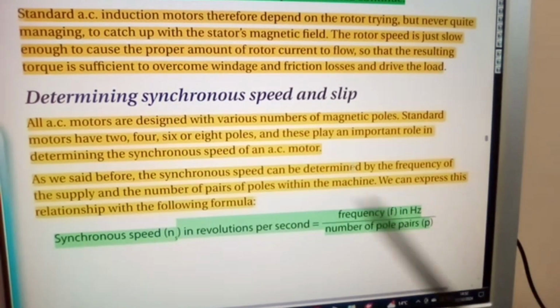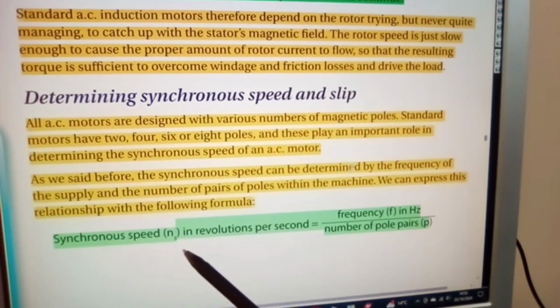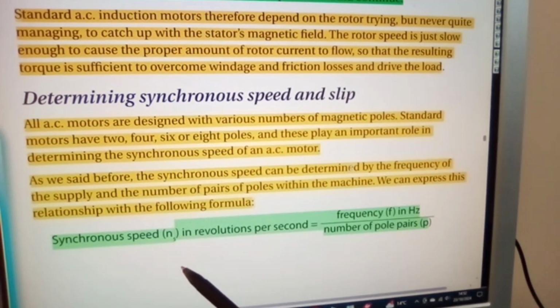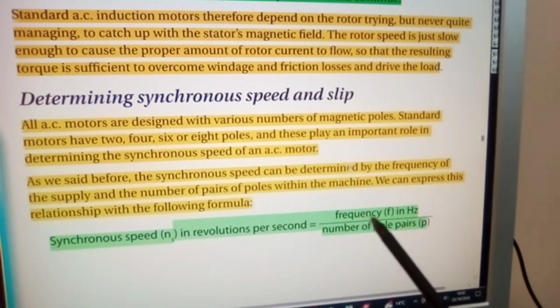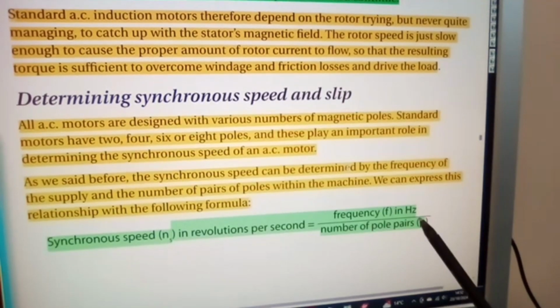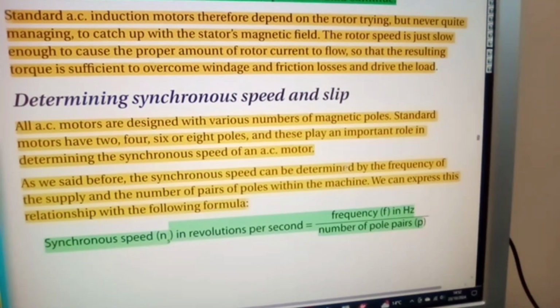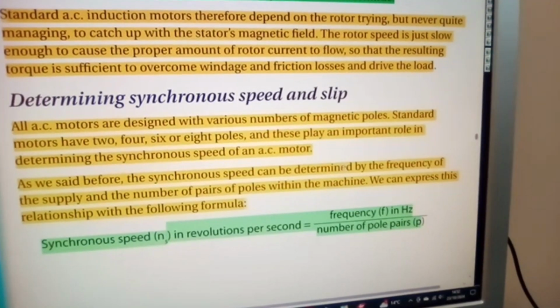We can express this relationship with the following formula. Synchronous speed N in revolutions per second equals frequency F in hertz over number of poles per pair. So if you have 2 poles, you have 1 pair. If you've got 4 poles, you have 2 pairs.